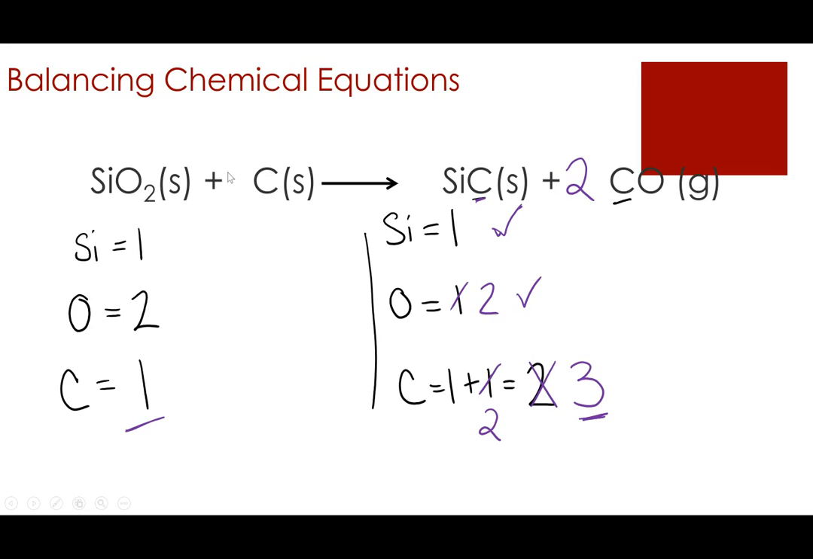So when we do this chemical reaction, we must have to start with 3 atoms of carbon. So I'm going to put a coefficient 3 here. So coefficient times subscript, 3 times 1 gives me 3. And now everything is balanced. Okay. So again, 1 molecule of silicon dioxide reacts with 3 atoms of carbon to produce 1 molecule and 2 molecules.